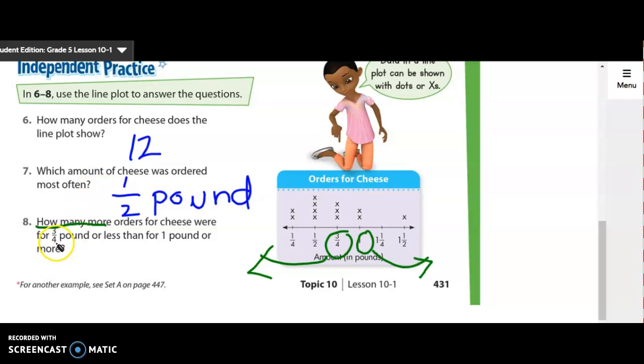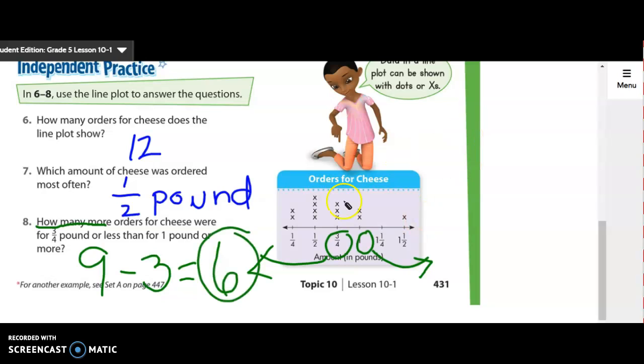So I can see the orders for cheese that were 3/4 of a pound or less was 1, 2, 3, 4, 5, 6, 7, 8, 9. The amount of orders for cheese for 1 pound or more were 1, 2, 3. And that tells us there were 6 more orders for cheese that were 3/4 of a pound or less than there were for 1 pound or more.